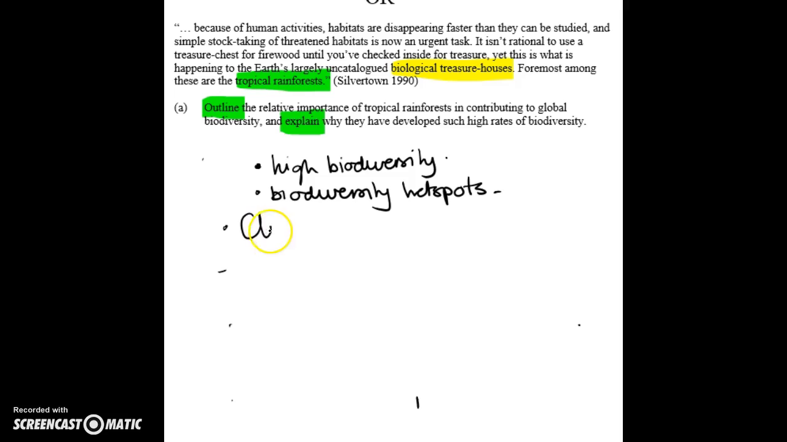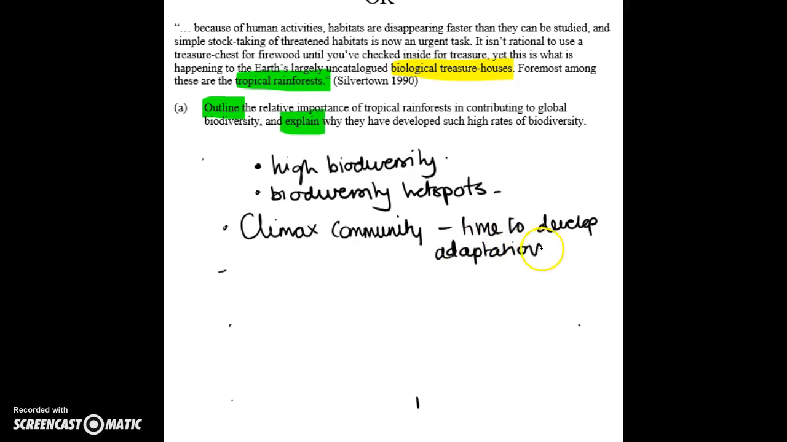First of all, we can think about succession. A rainforest is a climax community, and therefore it's going to be very old. So there's been time to develop adaptations and the community of organisms that live there.